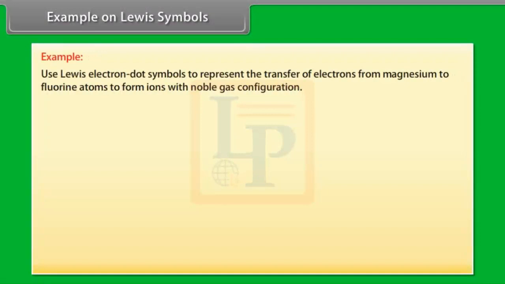Example on Lewis symbols. Let's take an example on Lewis symbols. Use Lewis electron dot symbols to represent the transfer of electrons from magnesium to fluorine atoms to form ions with noble gas configuration. Let's see the solution.